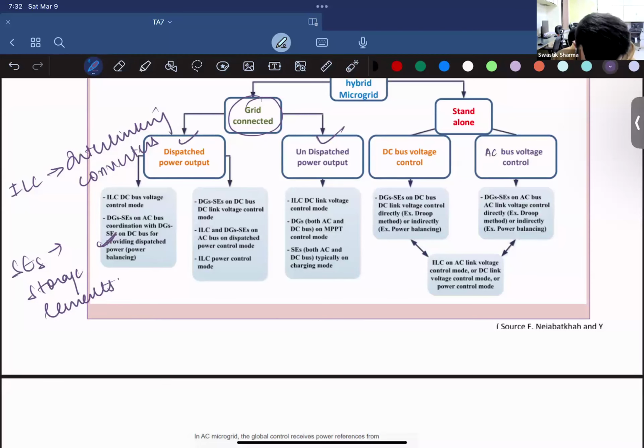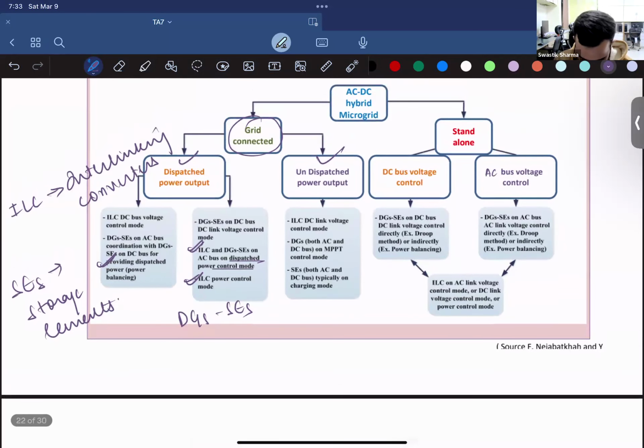In the other mode, to regulate the bus voltage, your storage elements are used. As I said, your DGs are not controlled; they are working at MPPT, but the storage is being used to modulate it in a way that your bus voltage is regulated. And the ILC and DGs, SEs on the AC bus are undispatched. They should be undispatched. And your ILC works in power control mode, so you are just controlling the power that is coming out from your DG.